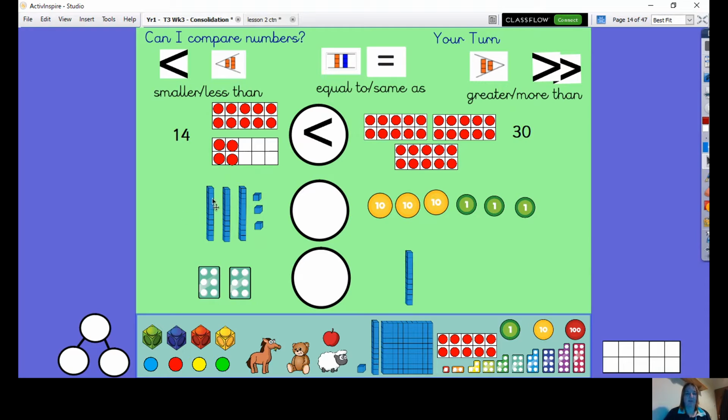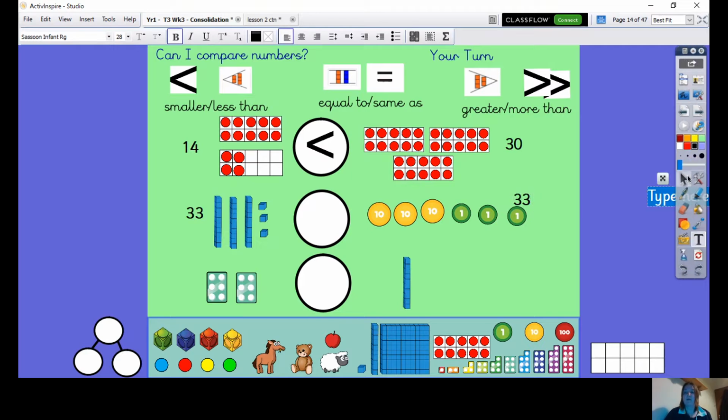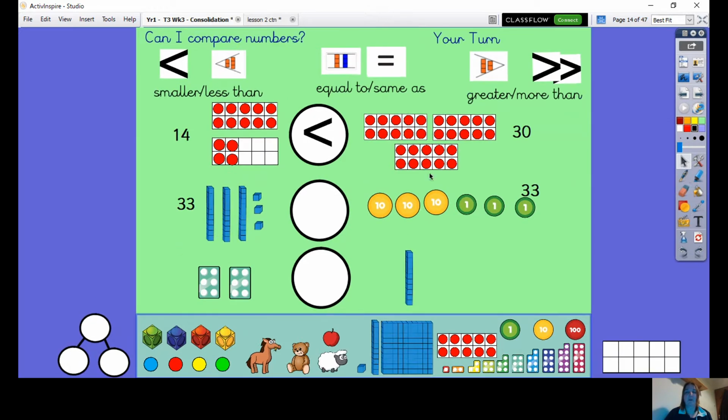Okay, let's have a look at this one. We've got 1, 2, 3 tens, so 10, 20, 30, and 3 ones. So we've got 3 tens and 3 ones is 33. Okay, over here, let's have a look. We've got 3 tens again, 30, and 3 ones. So we've got the number 33. So both sides, although using different equipment, both make the same number, so equal to, the same as.